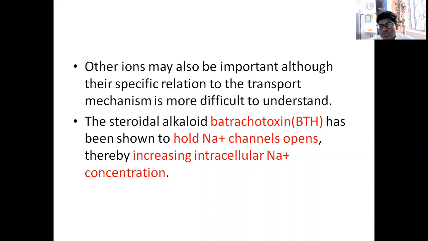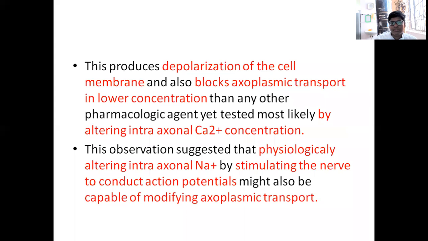Other ions may also be important, although the specific relation to the transport mechanism is more difficult to understand. The steroid alkaloid batrachotoxin has been shown to hold sodium channels open, thereby increasing intracellular sodium concentration. This produces depolarization of the cell membrane and also blocks exoplasmic transport at a lower concentration than any other pharmacologic agent yet tested, more likely by altering intra-axonal calcium concentration.